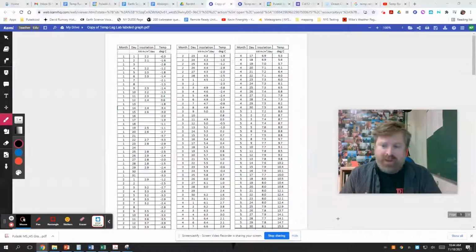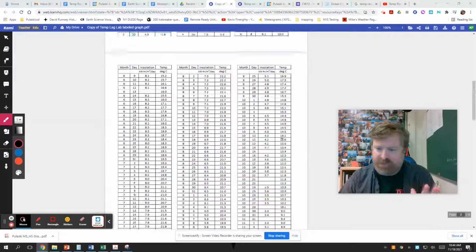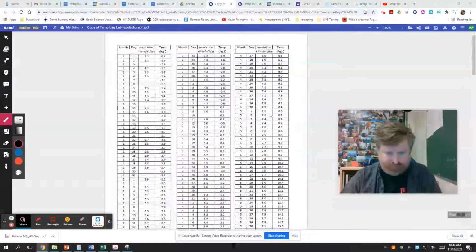So we're going to do the Temp Lag Lab here, which looks like a terrifying amount of data and it's going to be scary. Don't panic. It's not bad at all. Should be a pretty quick one, pretty quick 30 out of 30, honestly.